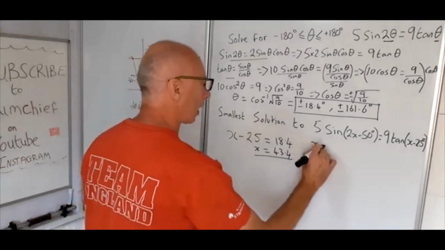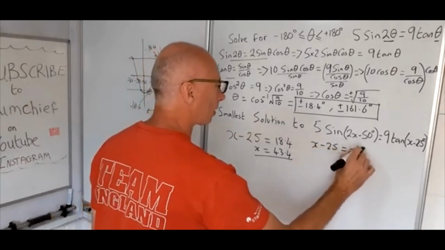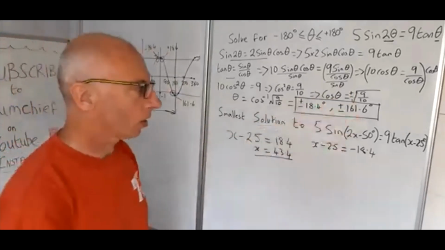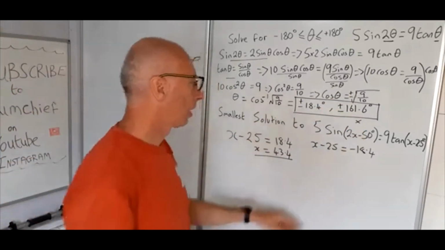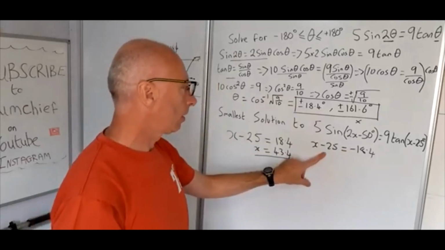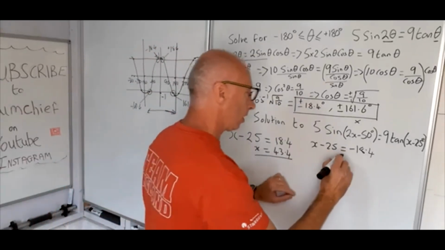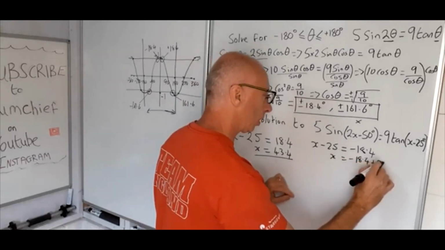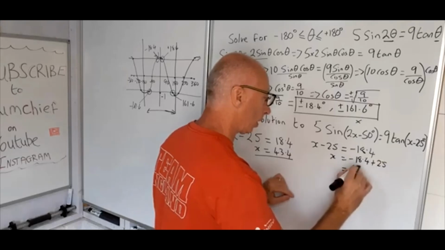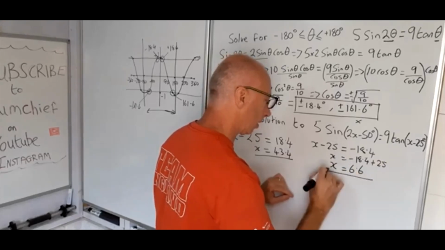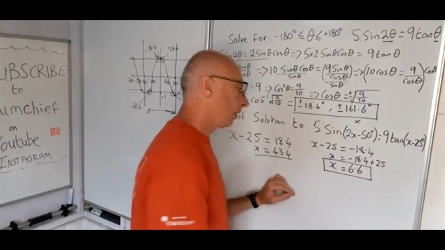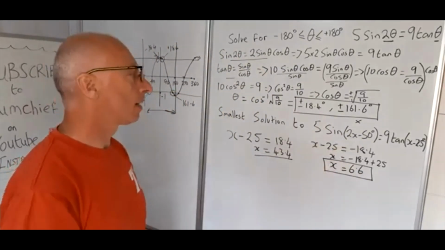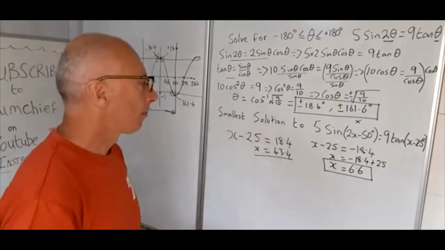So this time let's try x minus 25 equals minus 18.4. Now we can see that the 161.6 is not going to cut it, so we're not going to use that. So what does x have to equal here? x minus 25 equals minus 18.4, so x equals minus 18.4 plus 25, which equals 6.6. So that's going to be our smallest solution for x in this situation here.